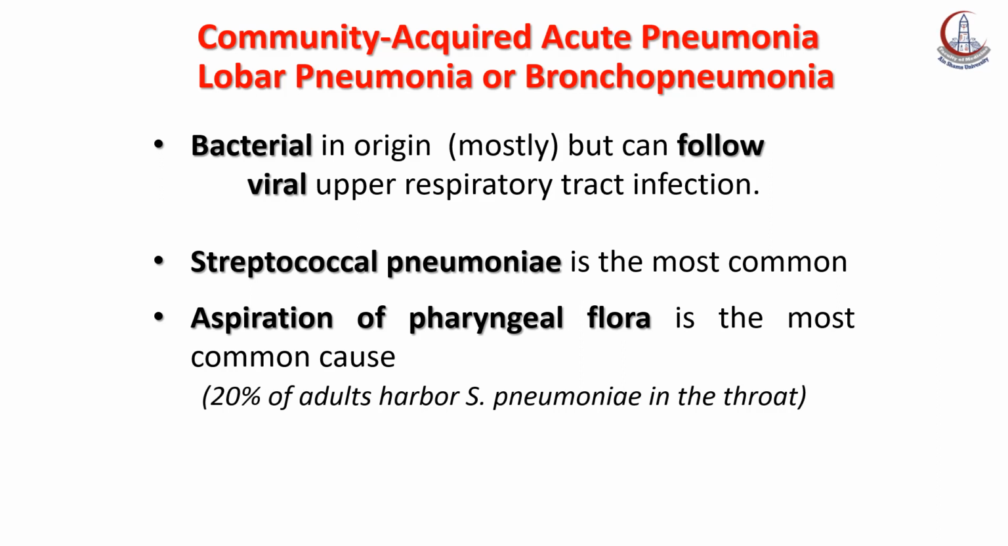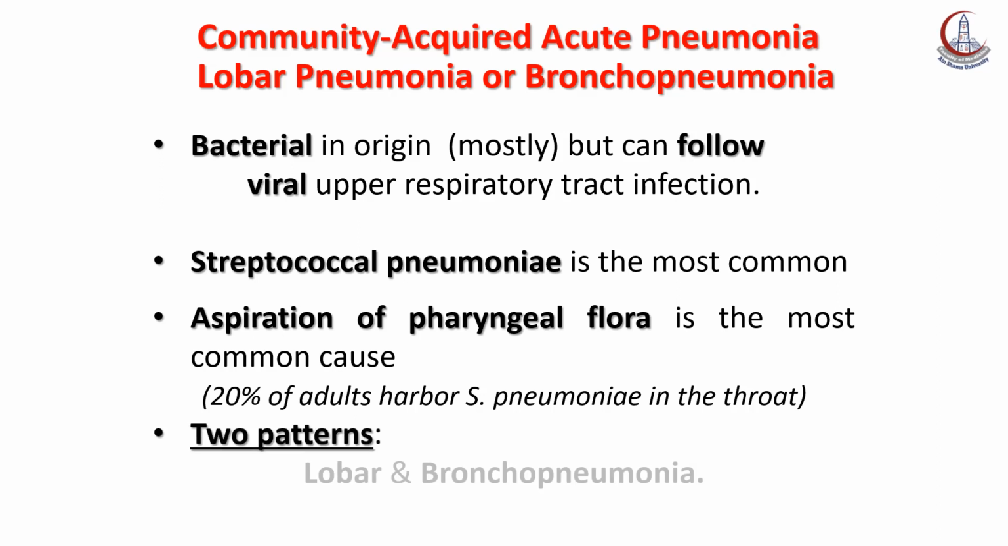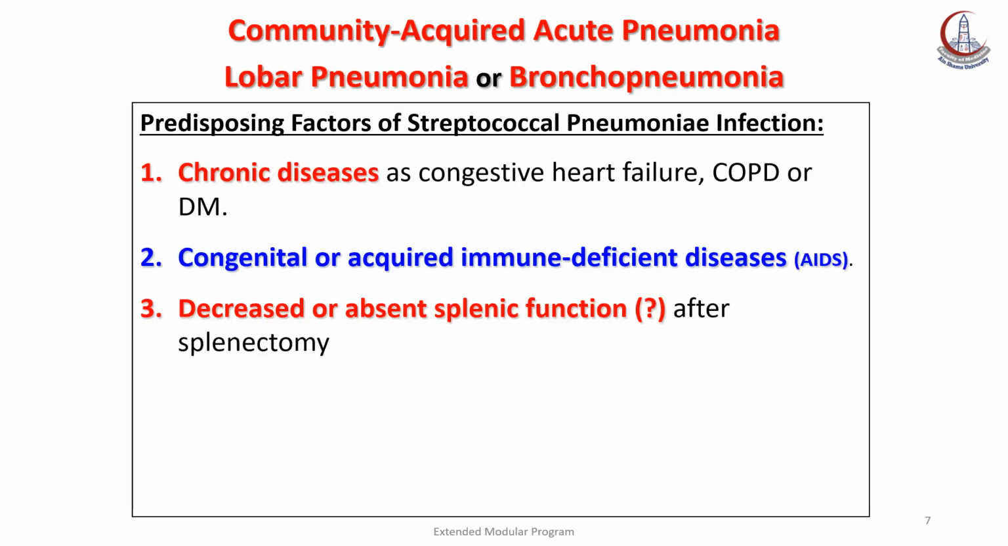20% of adults harbor the organism in the throat, so aspiration of the pharyngeal contents or pharyngeal flora causes that disease. There are two patterns of acquired pneumonia, either lobar or bronchopneumonia.